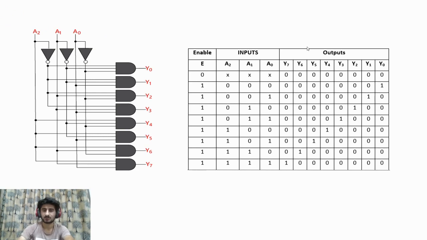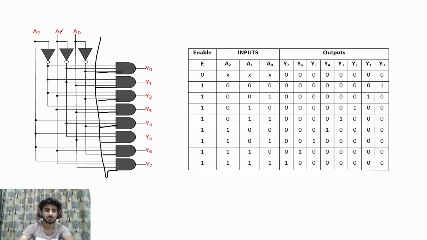So here is the truth table of the 3 to 8 decoder, and here is its logic circuit. These are the 3 input lines, which are connected to each and every AND gate, and there is also an enable input that is connected to them, but it is not shown here that this enable input is connected to every AND gate. Without it, the logic circuit does not work. If it is low, then it will not show any output.